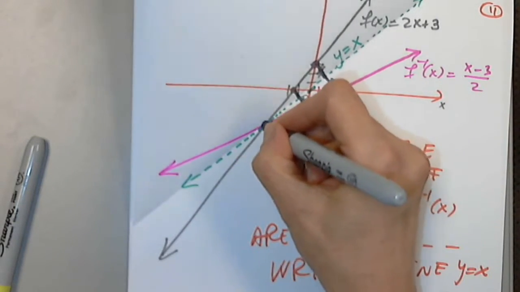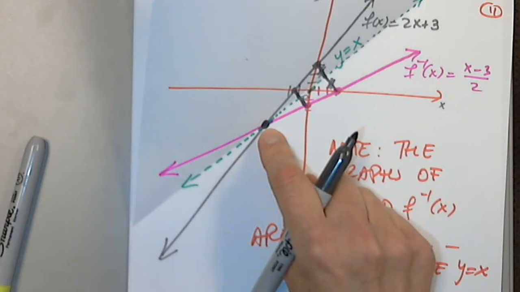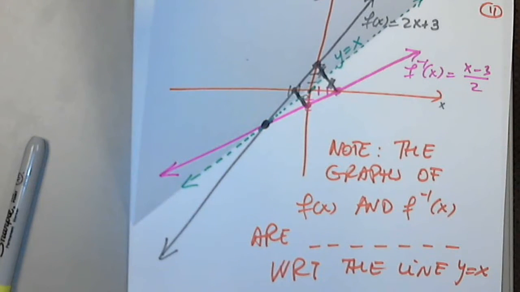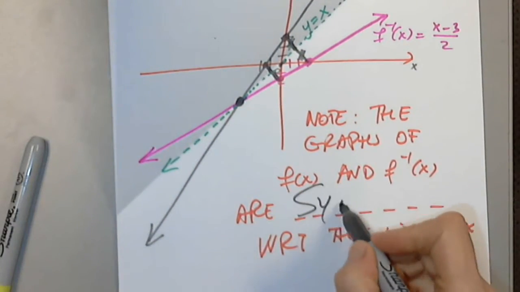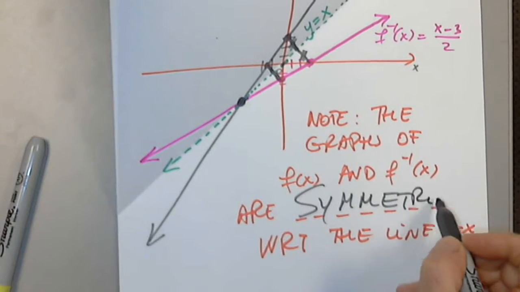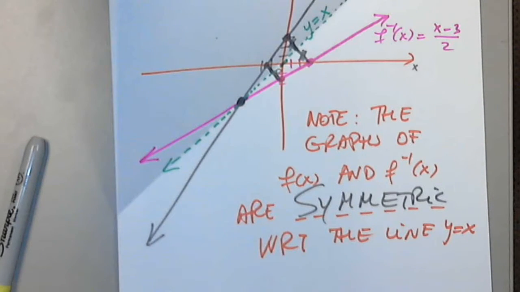Why is this here? Because this point is, for example, I'm making this up, negative 5, negative 5. And if I reverse negative 5, negative 5, it must be a point on both. Because negative 5, negative 5 reversed is the point for f inverse. So it has to be the same point. So this is always the case. The graphs of f and f inverse are always symmetric with respect to the line y equals x.